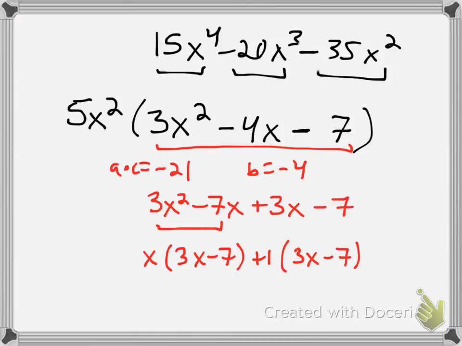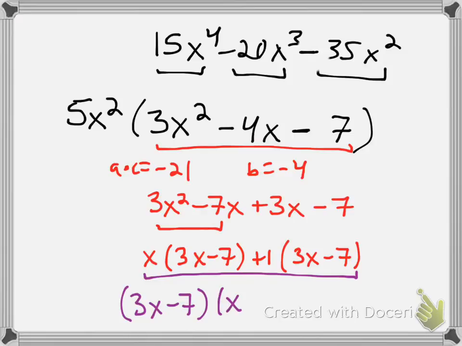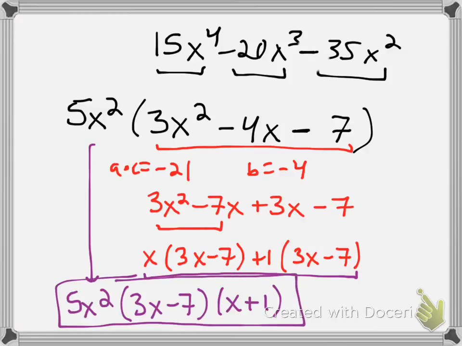So now out of this big expression, they both have a 3x minus 7 in common. If we factor that out, that leaves me with x plus 1. And then, of course, don't forget your 5x squared that you factored out at the very beginning. So 15x to the 4th minus 20x cubed minus 35x squared would eventually factor down to 5x squared times 3x minus 7 times x plus 1.